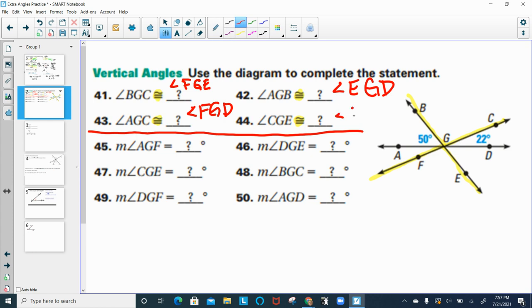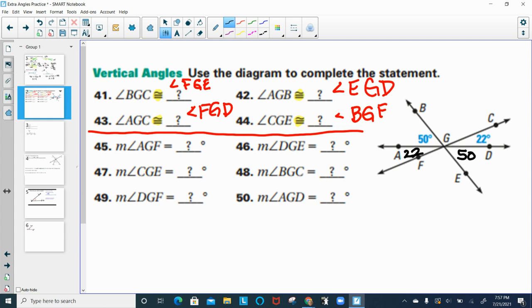There we go. Okay, so now that we got the painful part over with, nobody likes that part, but I think it's important for us to continue to see those relationships. Now what we can do is we can actually use those relationships, because we know if they're congruent, then they're the same size. So if this one's 50, this one's 50. If this one's 22, this one's 22.